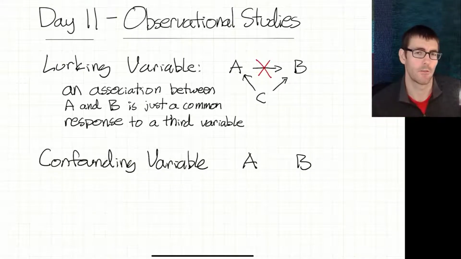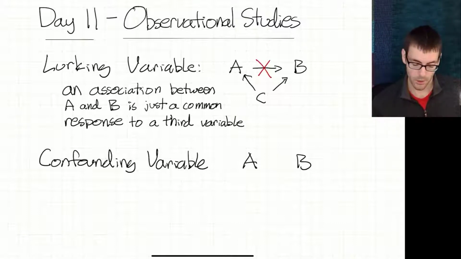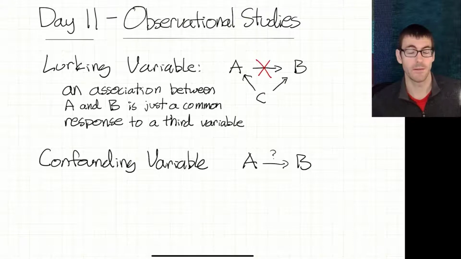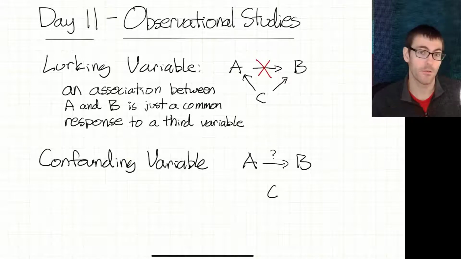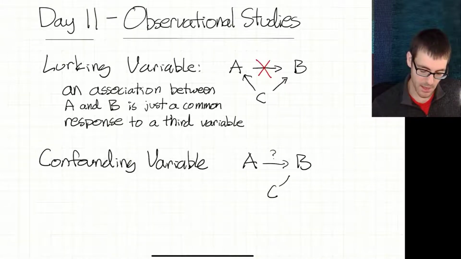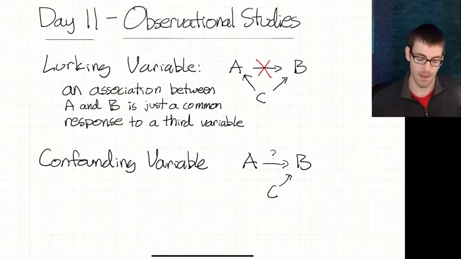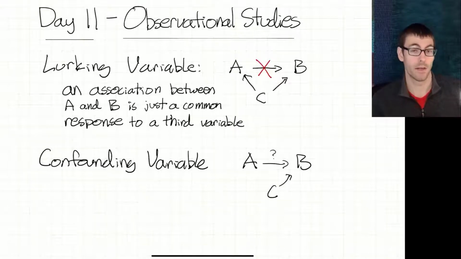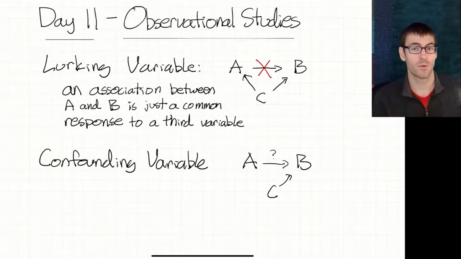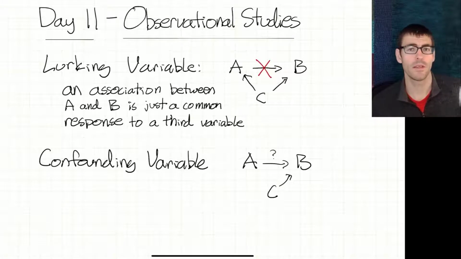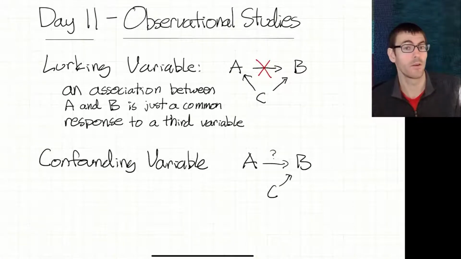Very similar to the lurking variable, but with a minor distinction, a confounding variable occurs when, again, we've got some potential relationship between A and B, but maybe in fact there is some third variable which has at least some impact on our response variable, variable B. And the distinction here is that this is not a variable that's impacting the explanatory variable as well. It is only helping to impact the response variable.